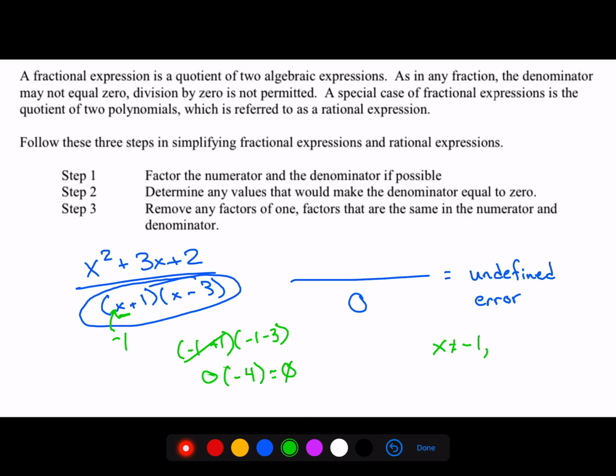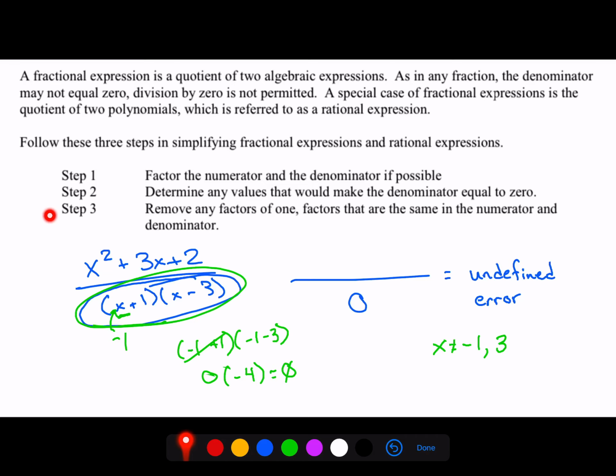Can you find another number that x cannot equal that will make this turn into 0? Well, what if x was 3? If x was 3, this other bubble would turn to 0, right? And I'd still be multiplying by 0. So x cannot equal -1 or positive 3. So that's what we mean. What numbers will make the denominator equal to 0? Once we find those, we know that we cannot have it be set equal to those numbers. So x cannot be -1 or 3.